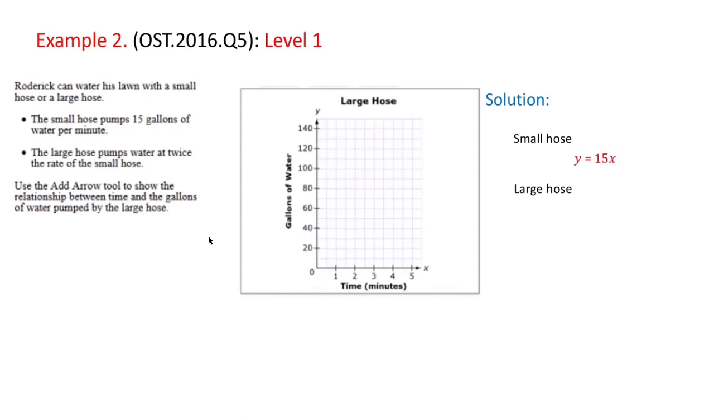The large hose, you need to pay attention to this word here. Twice. So it should be y equal 30x. 30x. So now they want you to draw this.